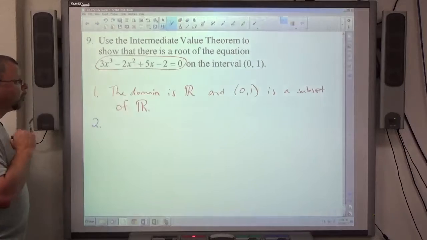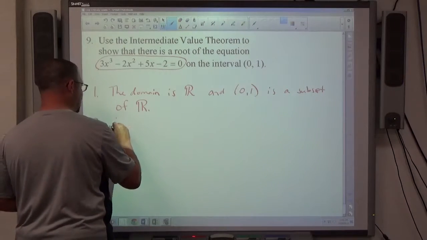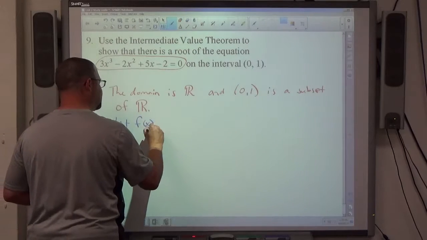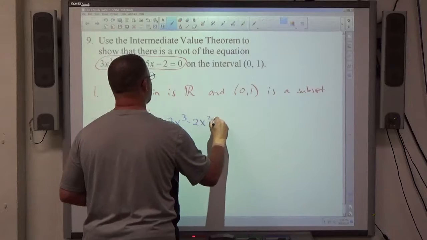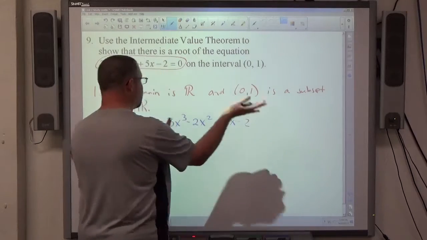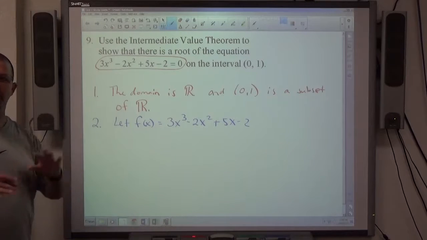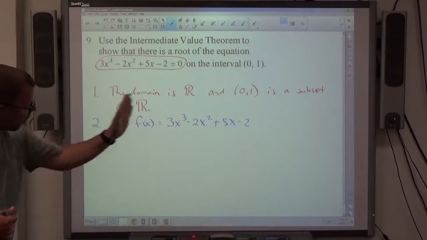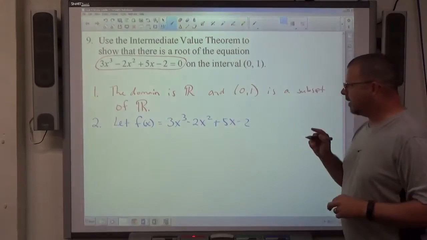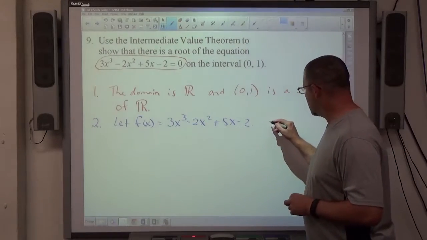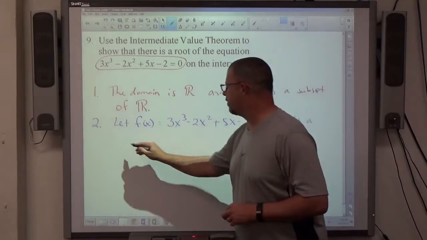Step 2, we want to establish what type of function it is. I'm going to also name the function. Let f of x equal 3x cubed minus 2x squared plus 5x minus 2. Whatever equals 0, let f of x be that thing, or g of x, whatever you want to call it. Just give it a name so you don't have to keep referring to that polynomial. You just call it f of x. And then I'm going to state that f of x is a polynomial function.